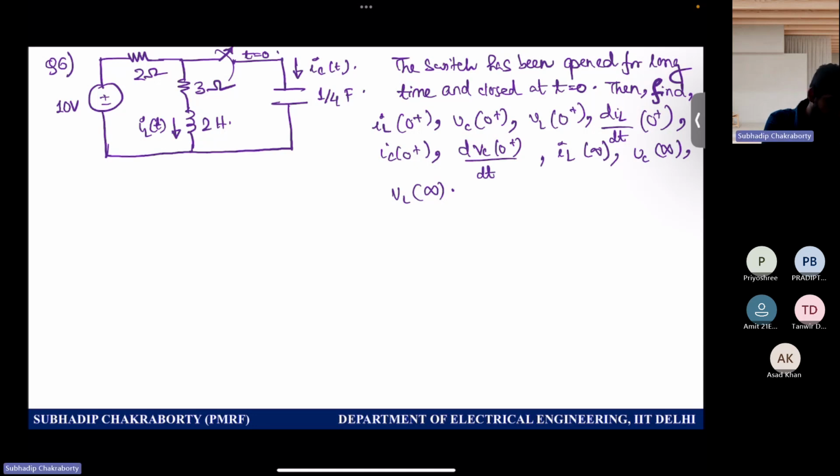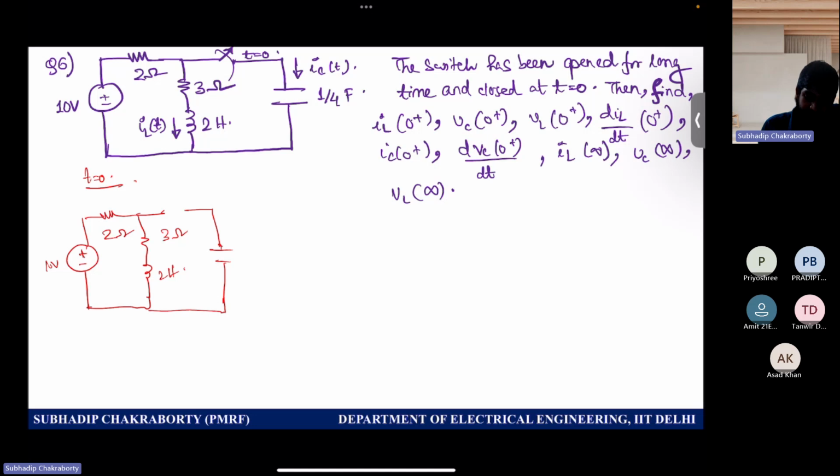Okay. Yes. What to do? At t equal to 0, connect at the initial position and check the circuit for determining initial conditions, right? So one thing to note is that the switch position was like this. So how can I model the inductor and capacitor?